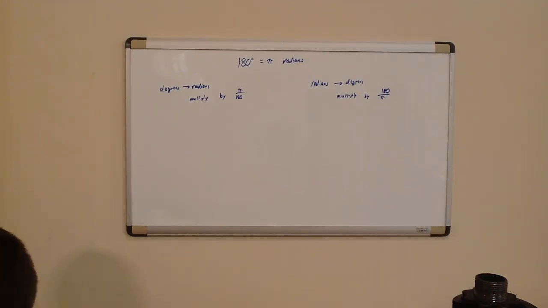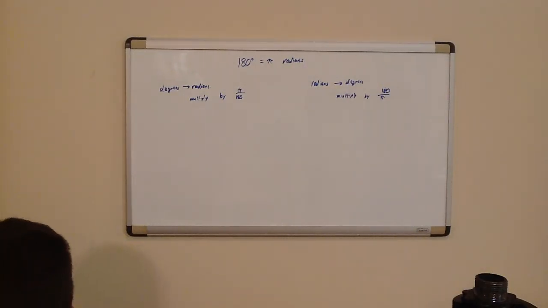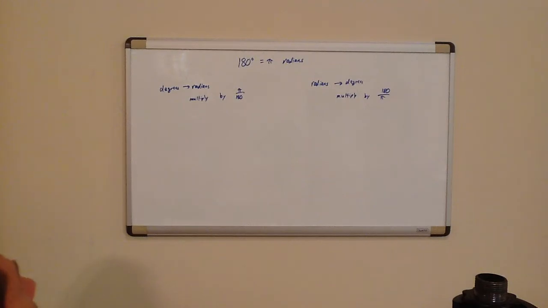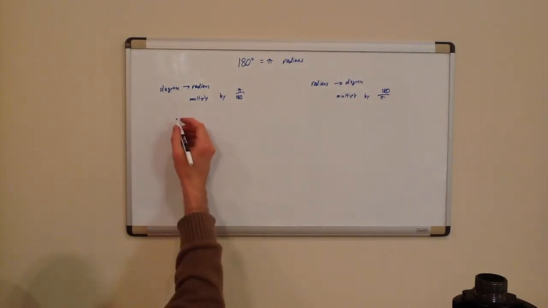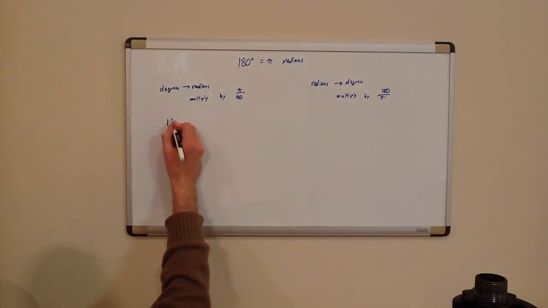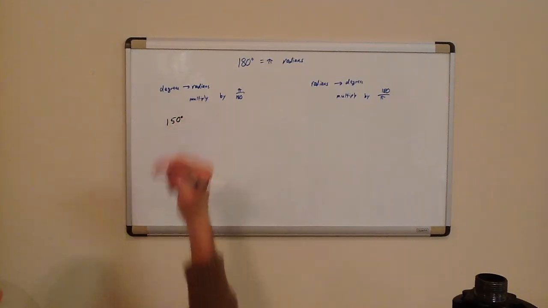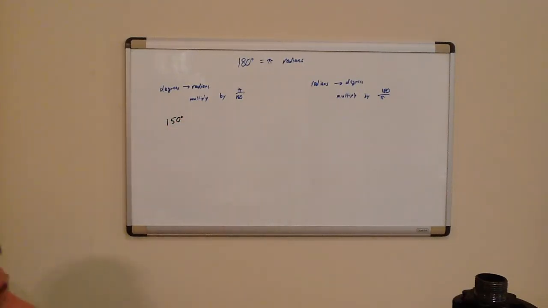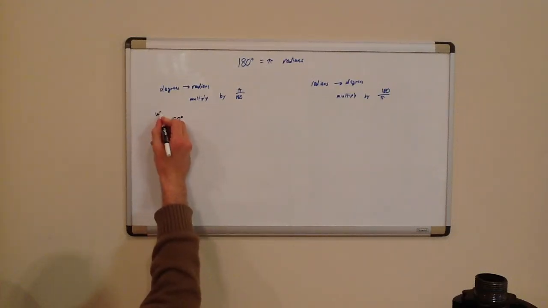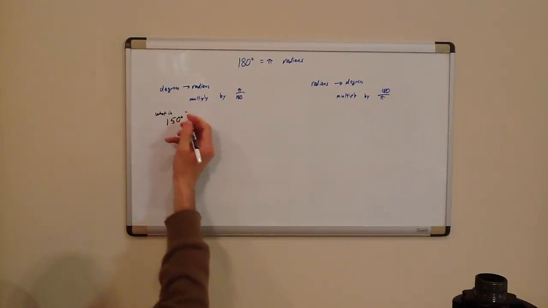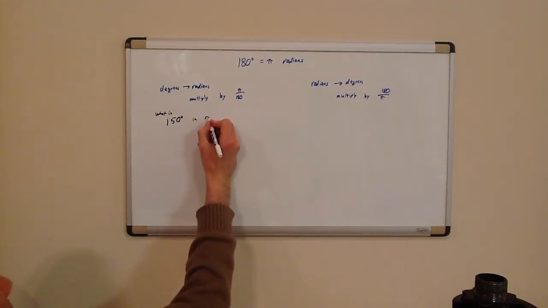Although I do need to correct number 9 through 14. So we'll fix that in a minute. Let's do one that says, let's convert from 150 degrees, and we want to turn it into radians. We're going to multiply by pi over 180. So basically the question would say something like, what is 150 degrees in radians?